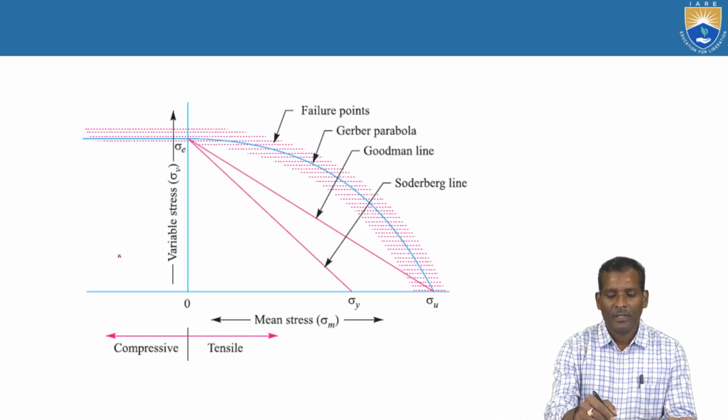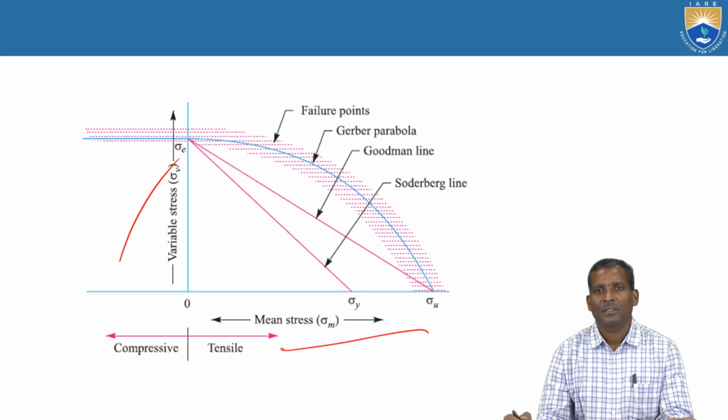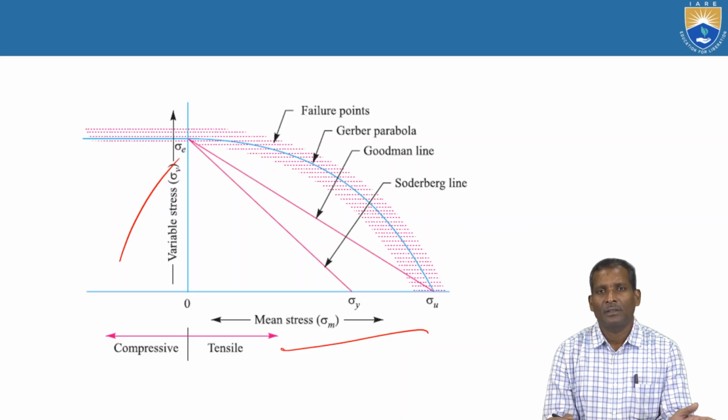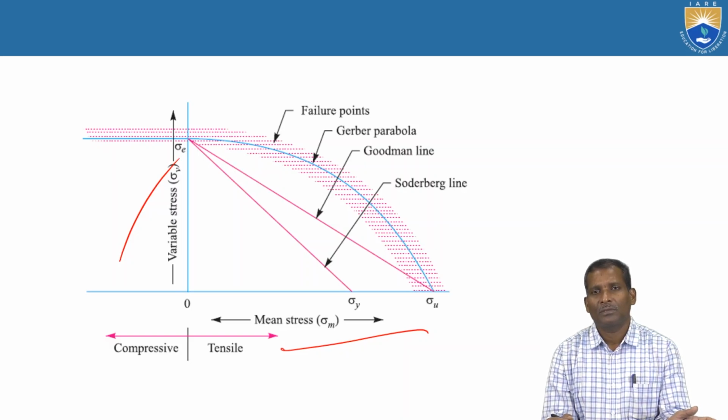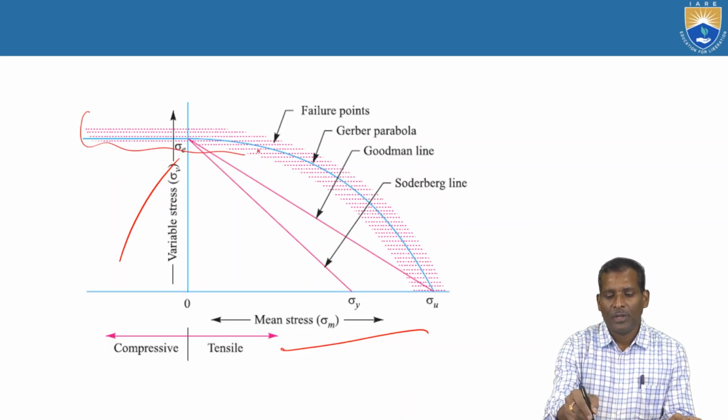So this is the diagram. Here variable stress is on the y-axis and mean stress is shown on the x-axis. The right side is tensile and the left side, compressive, is negative. So these all points are failure points.